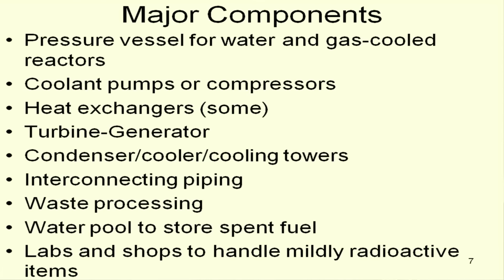You need coolant pumps or compressors, depending on what you're going to move around. You need heat exchangers for some reactor types. You need your turbine generator. The turbine spins when the working fluid hits it and then spins the generator, which makes your electricity. You need a condenser or cooler and cooling towers. You have to remove the low-grade heat to complete the thermodynamic cycle. You need all the interconnected piping, and waste processing in the plant. You need some kind of water pool to store spent fuel that's just come out of the reactor. And you need all sorts of labs and shops and other things to handle mildly radioactive items.